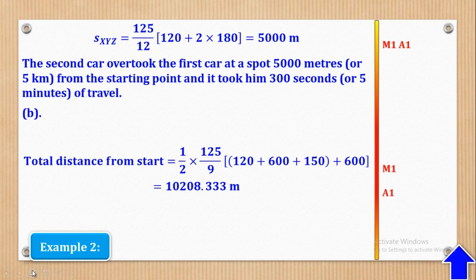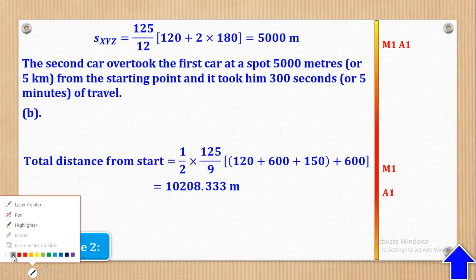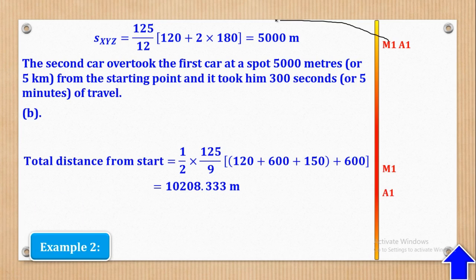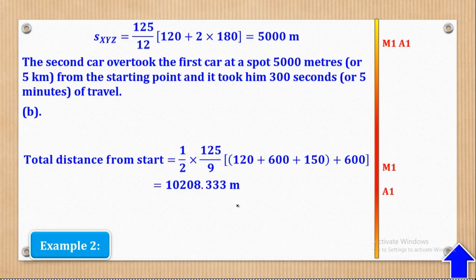Okay, so now let's see how marks can be awarded for this part. M1 is for you to substitute, and A1 is for the output. So basically that's how you could get the 12 marks in this example.